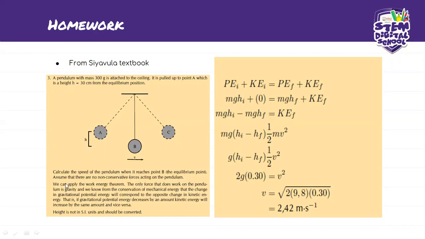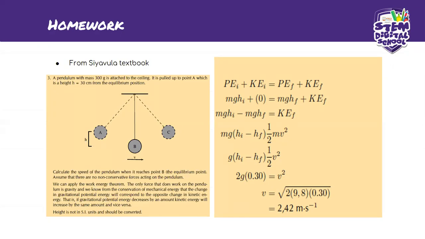So, what does this mean? This is another way of saying it's a frictionless pendulum, okay? Because if you remember when we did the definitions, friction is an example of a non-conservative force. So we can apply the work energy theorem in this case. The only force that does work on the pendulum is gravity.